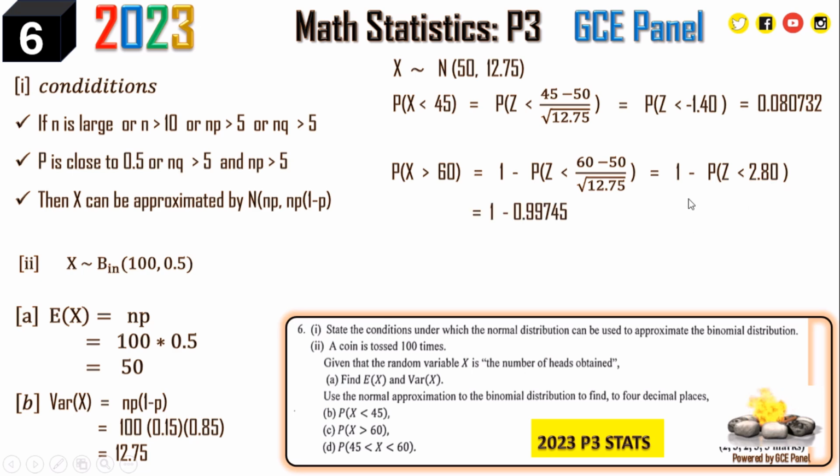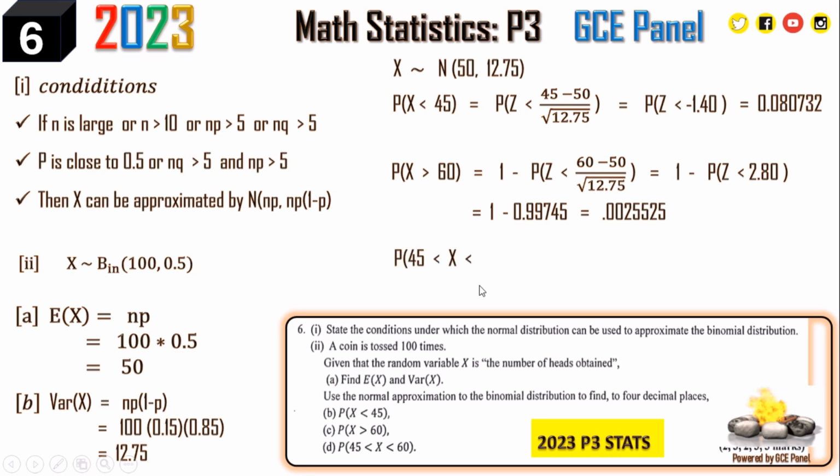And from the tables, the probability of Z less than 2.80 is 0.99745. When we subtract, we are going to have 0.0025525. And we approximate to 4 decimal places. That will give us 0.0026. I have not given the answer here to 4 decimal places because I want to lay emphasis that you have to approximate to 4 decimal places.